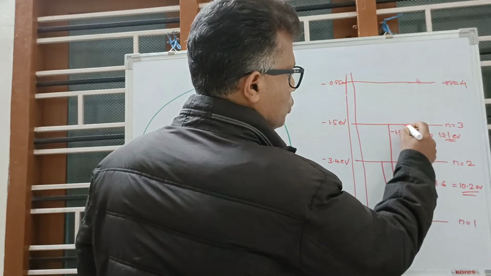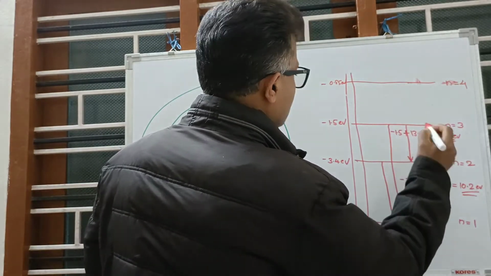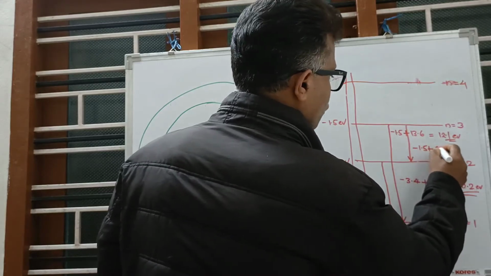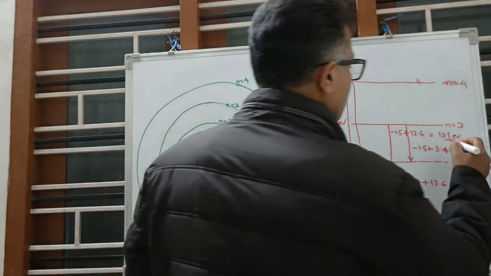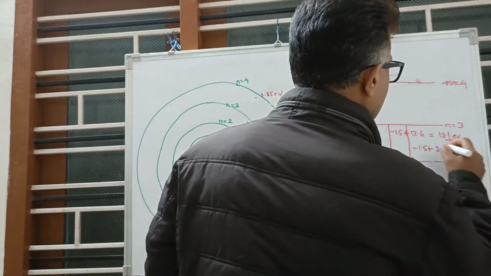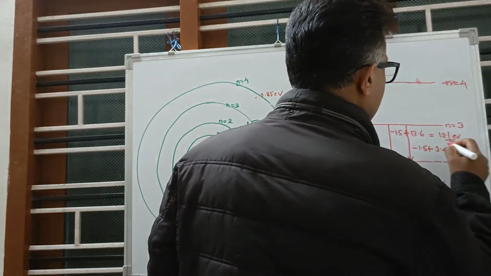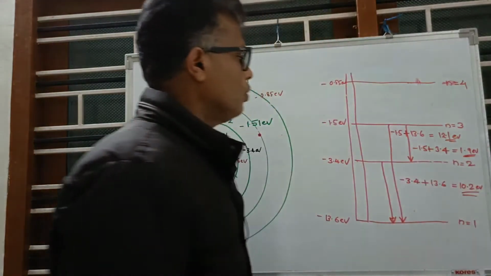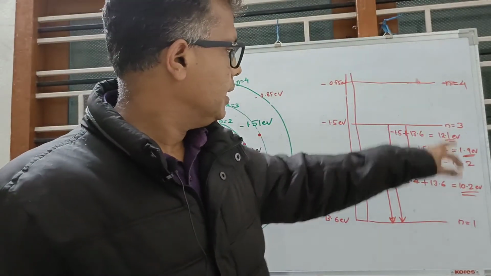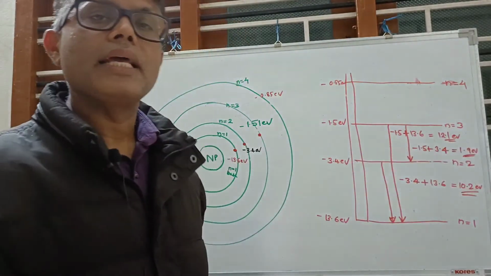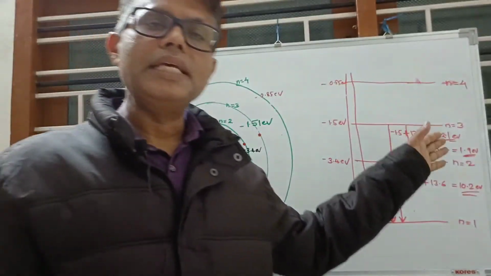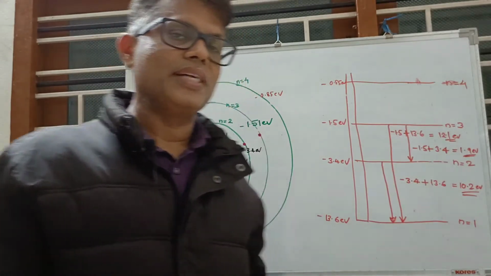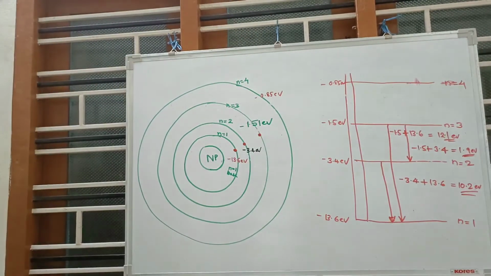So third to second, how much will be there? Third to second, minus 1.5 minus into minus, plus 3.4. So it is going to become 1.9 electron volt. If an atom jumps from N3 to N2, it is 1.9 electron volt. Some JE questions, they are asking this one. Okay, we'll do it afterwards. First you can write that one. Can I rub out?